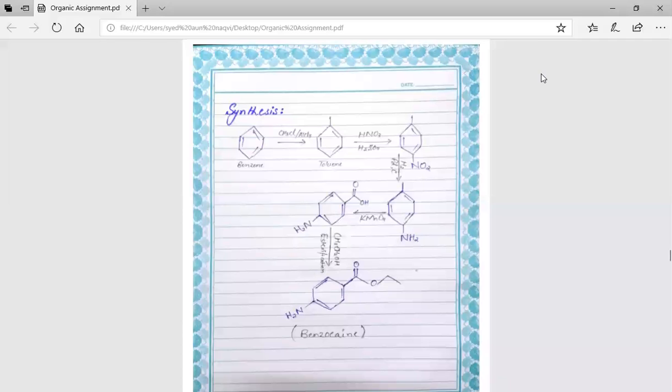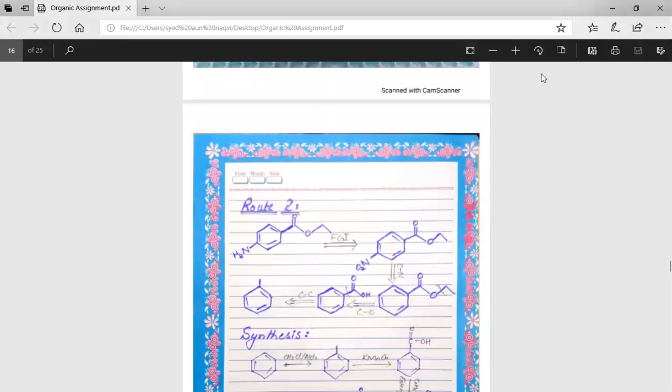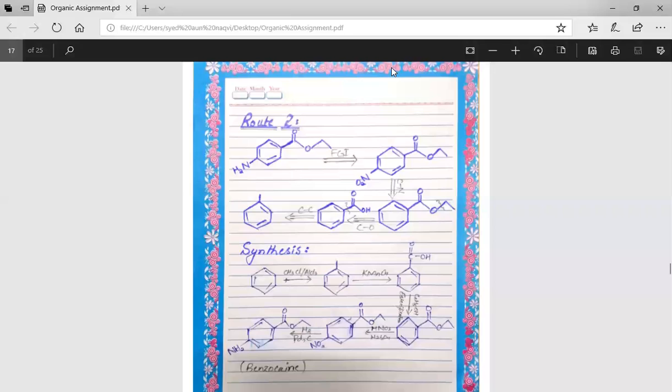So the second route for the retrosynthetic route for the benzocaine is: in the starting we perform functional group interconversion, that is oxidation of the amino group. So after performing functional group interconversion, the amino group is converted into a nitro group. And in the next step, the carbon-nitrogen bond is broken, and we will have ethyl benzoate after the bond cleavage between carbon and nitrogen. When the bond between carbon and oxygen is cleaved, we will have benzoic acid, and upon bond cleavage between carbon-carbon, we will have toluene as a product.